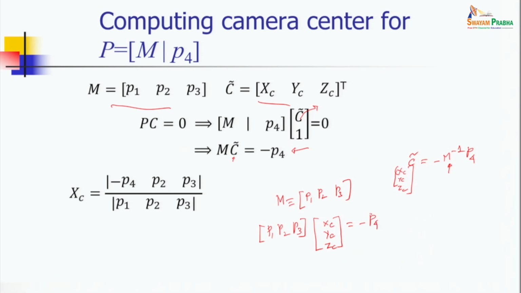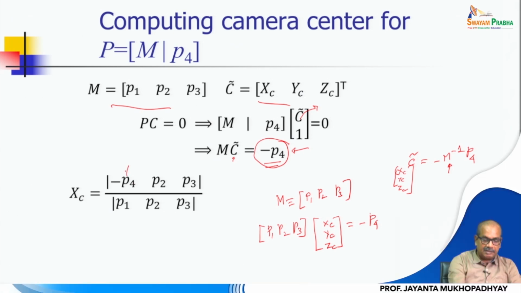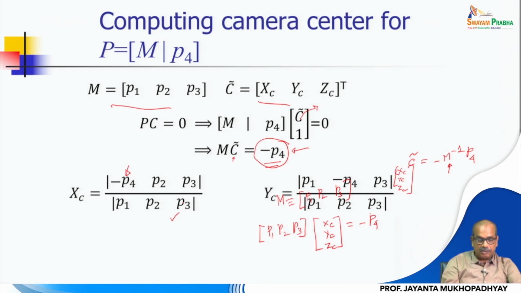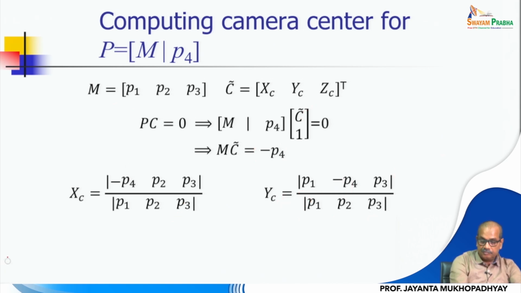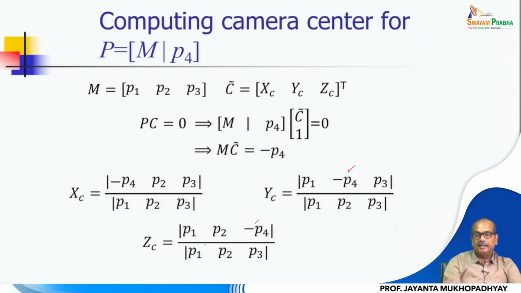So using Cramer's rule, we know that this can be expressed as a ratio of 2 determinants, where the respective columns are replaced by the column on the right hand side. For xc you replace the first column, and this determinant in the denominator is always the same. Then for yc you replace the second column, and for zc you replace the third column. And this is how we can easily compute the coordinates of the center, and you do not require inversion directly.